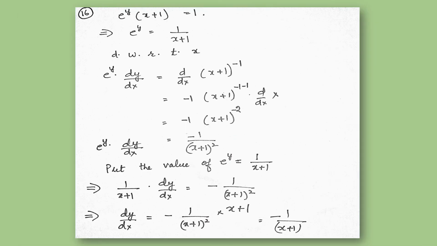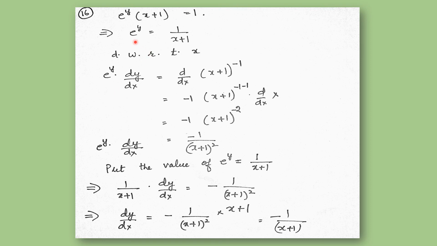Moving to question number 16, what does this say? Question says e power y times x plus 1 is equal to 1. You have to prove that d square y upon dx square is equal to dy by dx whole square. Again, let us calculate the first order derivative. Please take x plus 1 towards that side. You will get e power y is equal to 1 upon x plus 1. Very simple.